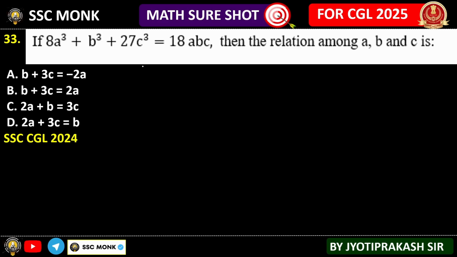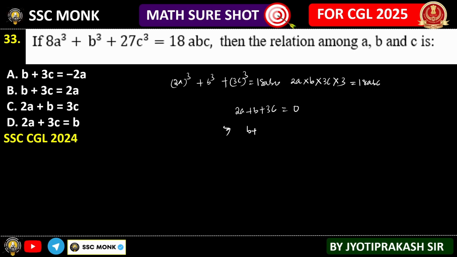Next, 8a cube plus b cube plus 27c cube is equal to 18abc. Now understand, 8a cube can be written as (2a) whole cube plus b cube as it is. 27c cube can be written as (3c) cube. Here a is 2a, b is b, c is 3c. If I multiply them, I will get what? 18abc. That means a cube plus b cube plus c cube is equal to 3abc. That means a plus b plus c is equal to 0. Yes or no? Yes. So I can write b plus 3c is equal to minus 2a.